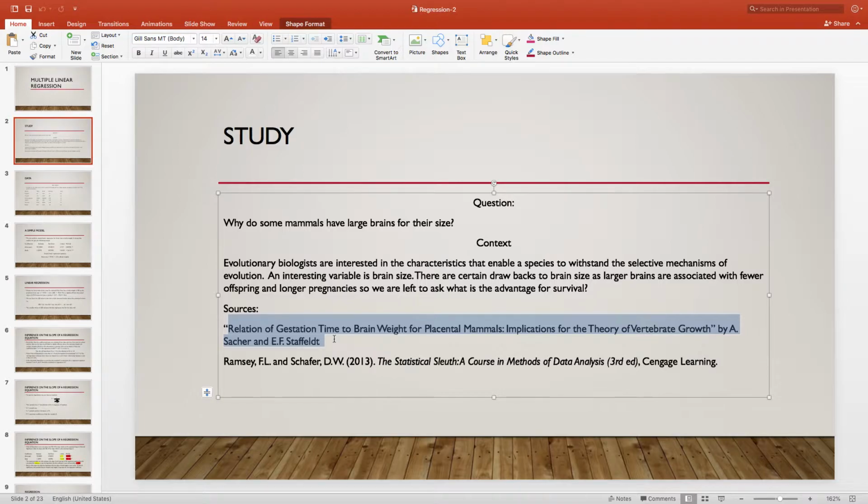They wanted to know why it is that having a larger brain would be more advantageous for an animal, or specifically mammals. And so they recorded a bunch of data. And the question they ask is, why do some mammals have large brains for their size?